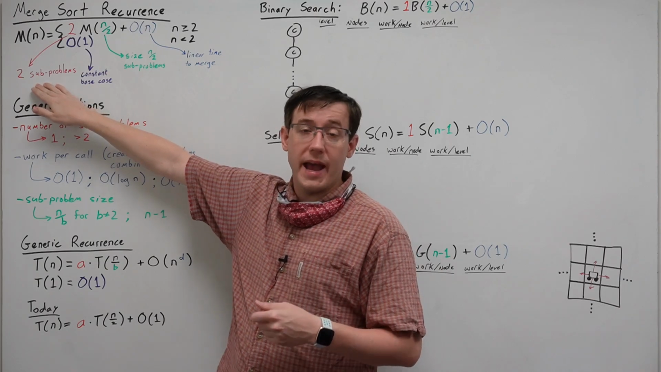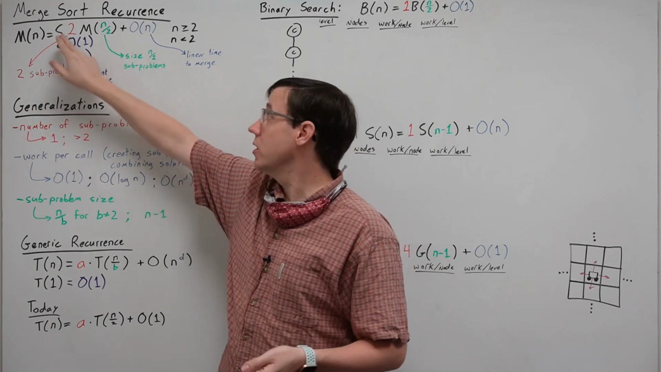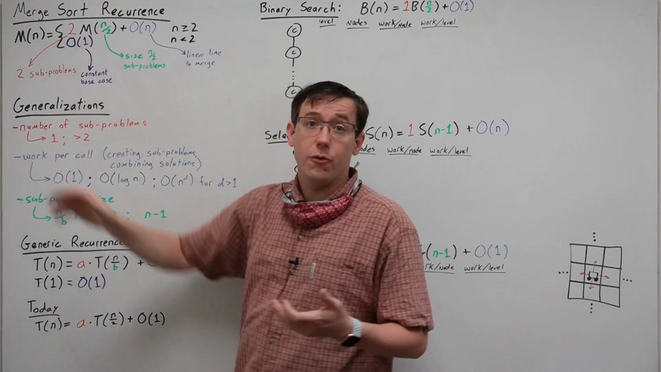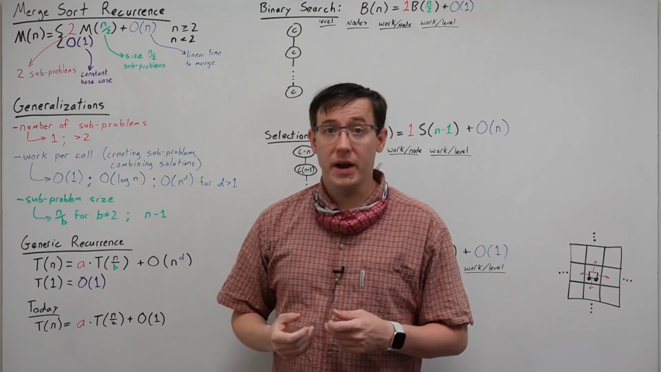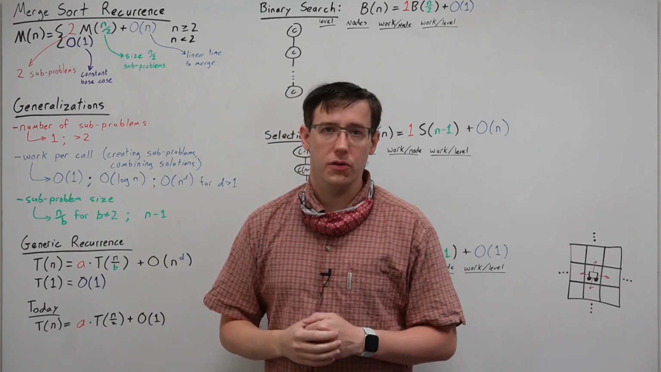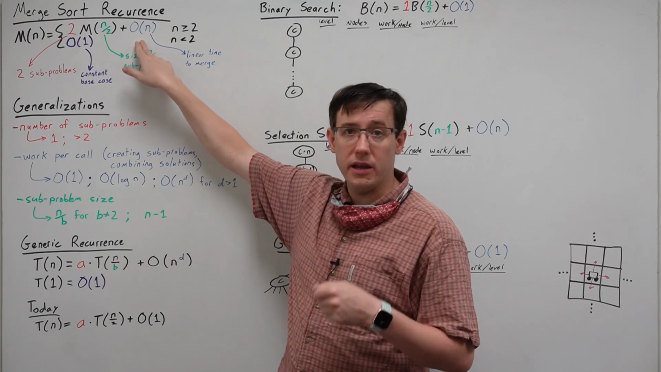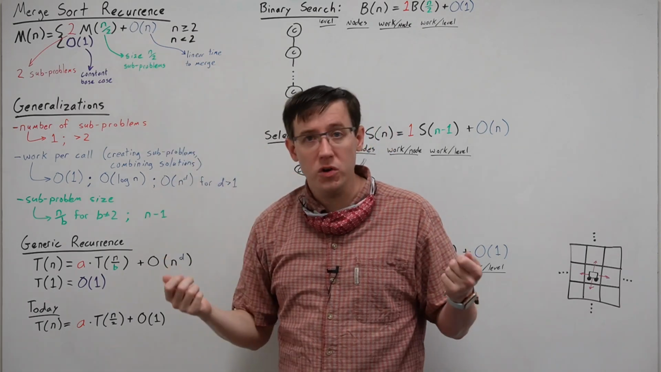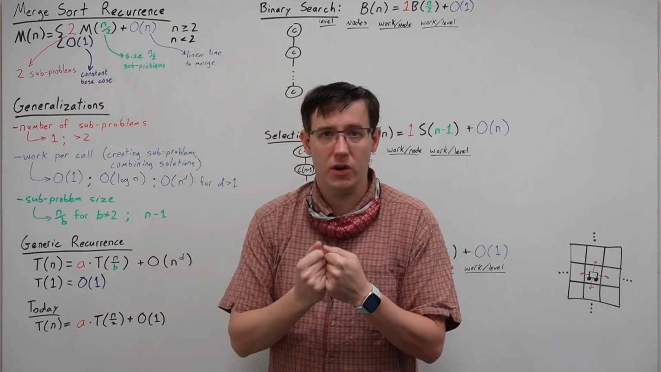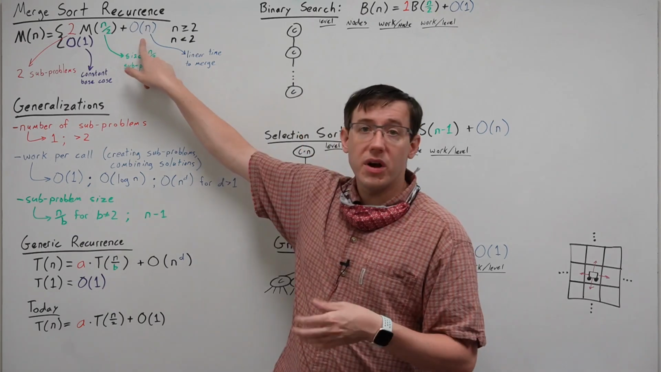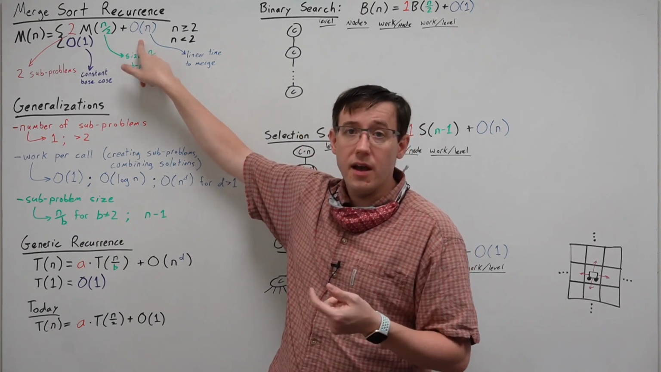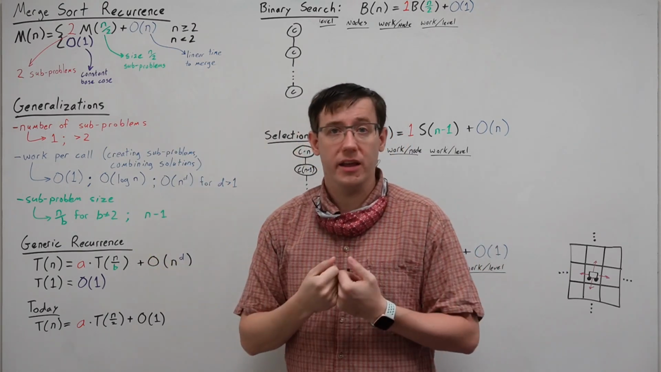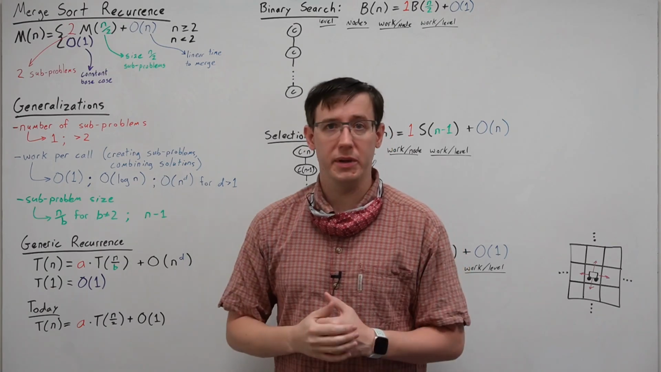Likewise, for merge sort, we had 2 recursive calls, which gave us twice the runtime on a size n over 2 subproblem. But for other divide and conquer algorithms, we might have a different number of recursive calls. Our merge sort recurrence also had a c times n term characterizing the running time of the merge step where we put together the answers that we got back from the recursive calls. But for other recursive algorithms, the amount of time that we spend splitting up into the subproblems or combining the answers from those subproblems may not always be linear.